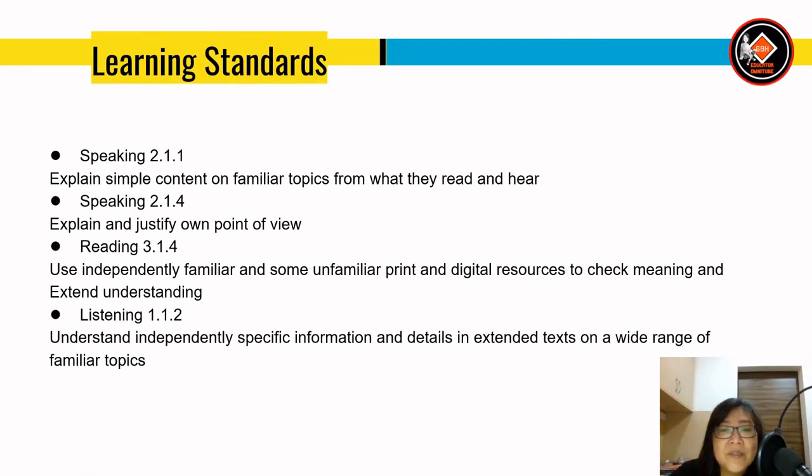Now let's look at the complementary skills. For complementary skills, we have speaking 2.1.1. Explain simple content on familiar topics from what they read and hear. And then speaking 2.1.4. Explain and justify own point of view. And reading 3.1.4. Use independently familiar and some unfamiliar print and digital resources to check meaning and extend understanding. And then the last one, listening 1.1.2. Understand independently specific information and details in a standard text on a wide range of familiar topics.